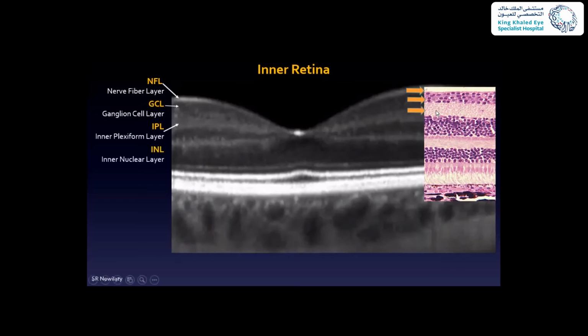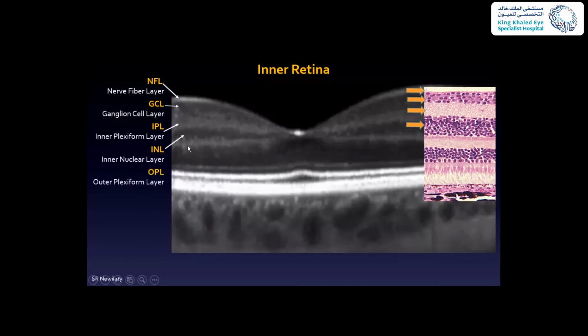And then you've got the inner nuclear layer. If you remember correctly, the inner nuclear layer is the layer where all the nuclei are, except the nuclei of the ganglion cell layer and the photoreceptors. So you've got the bipolar cells, the amacrine cells, the horizontal cells, the Muller cells. All these cells have their nuclei in the inner nuclear layer, and it is right there, okay, hyporeflective.